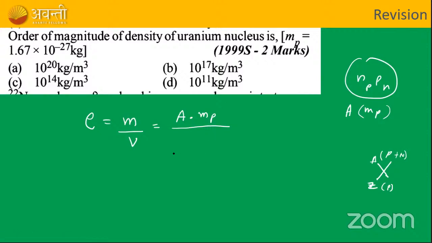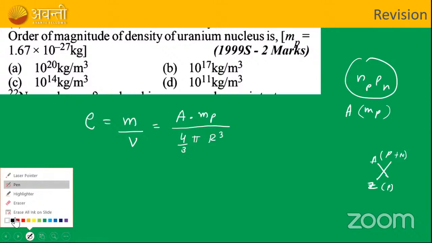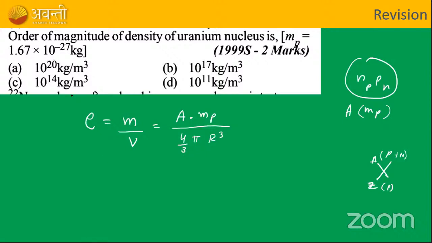Okay. Lastly, what is volume? Nucleus is spherical in shape, so I write 4 by 3 pi r cube. And if you remember the first concept from the chapter of nuclear radii, the radius of nucleus is given as r naught A to the power of 1 by 3, where A is the atomic mass number. So this is a formula which you remember. As the atomic mass number increases, the radius also increases, but they have a factor of 1 by 3.